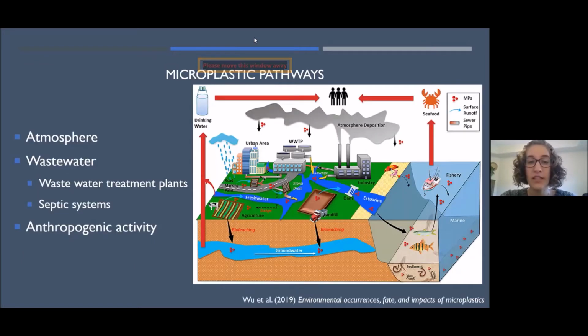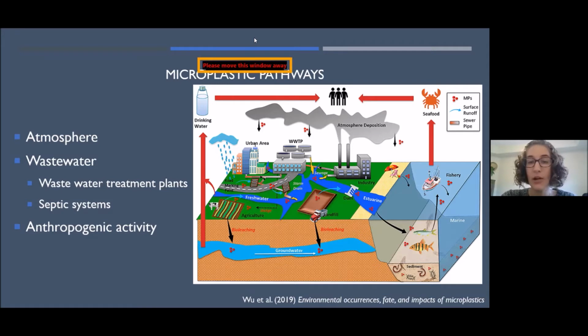The atmosphere is one of the main pathways of microplastics to the environment and is the primary source of microplastics to remote and isolated regions. Microplastics can enter the atmosphere through wear and tear of clothing, during laundry drying, from the abrasion of car tires, as well as from the resuspension of dust and particles already on the ground.